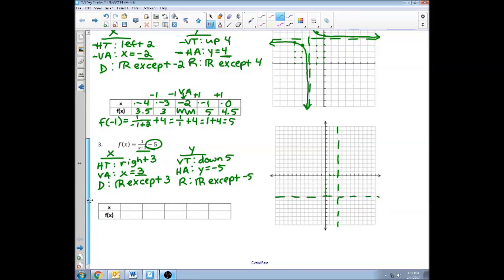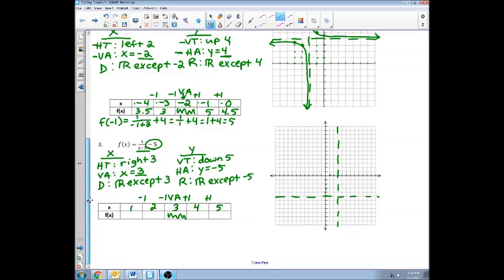Okay. In the center, I'm going to have my vertical asymptote, which is going to be 3. Add 1, 4. Add 1, 5. Subtract 1, 2. Subtract 1, 1. Underneath my vertical asymptote is going to be a squiggly because it doesn't exist.